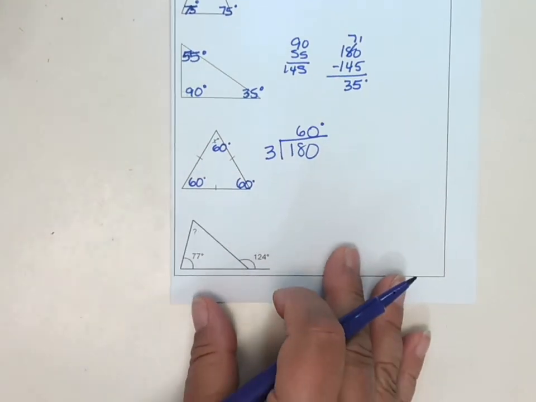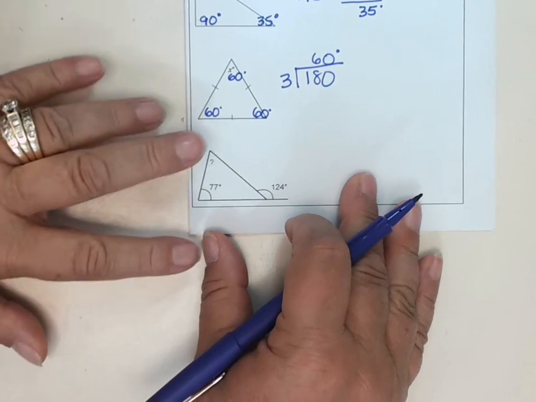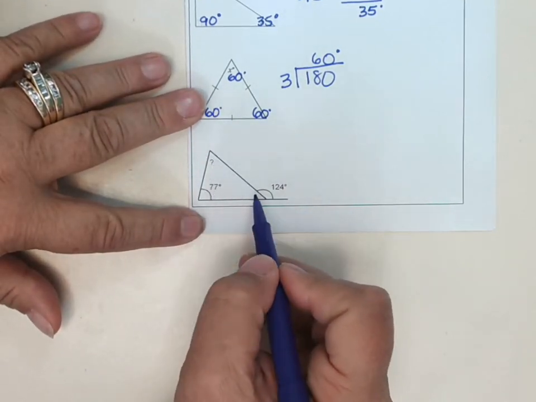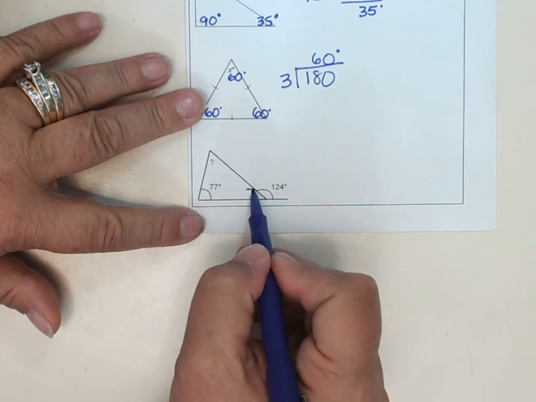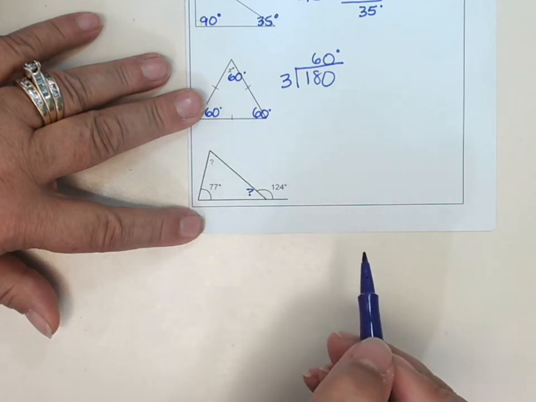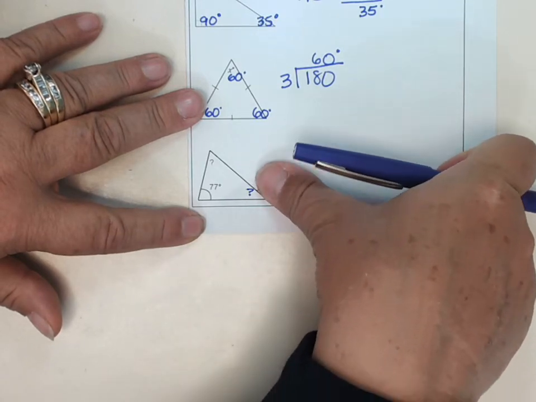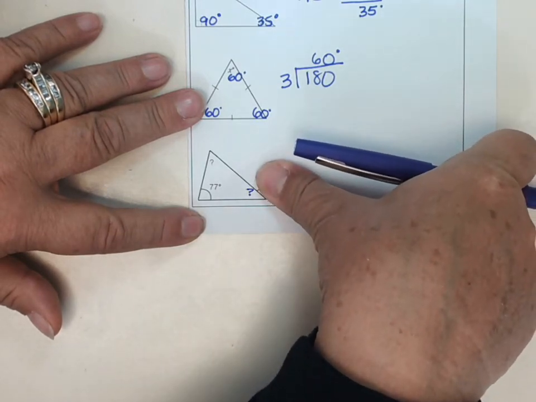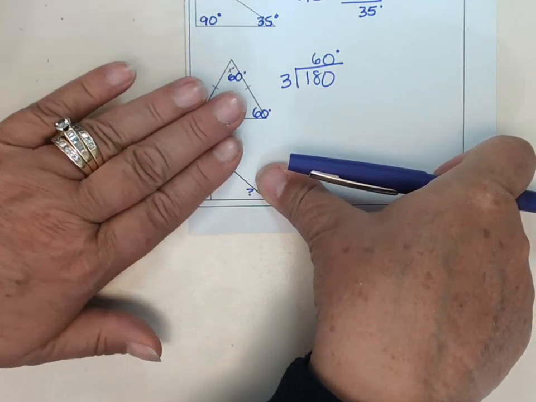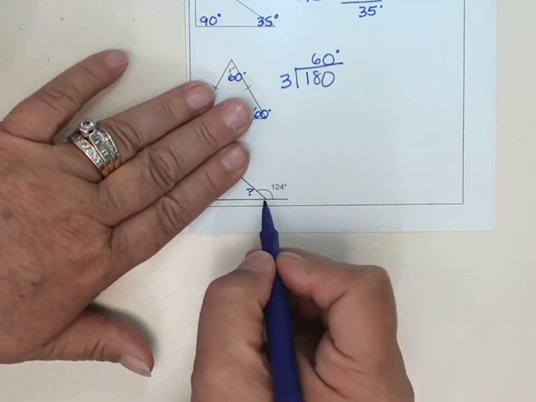Ooh, now for the challenge. Okay. So we know 77. We don't know this one, and we don't know this one. This one is a question mark too. Now out here is 124. We don't need that. But we don't have enough information to solve for two questions. So let's see if we can solve this one first.